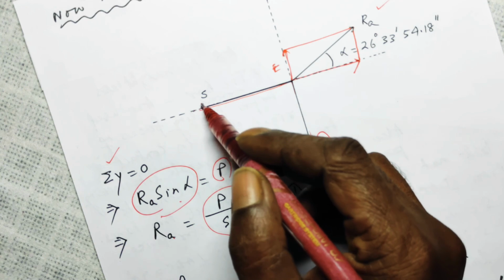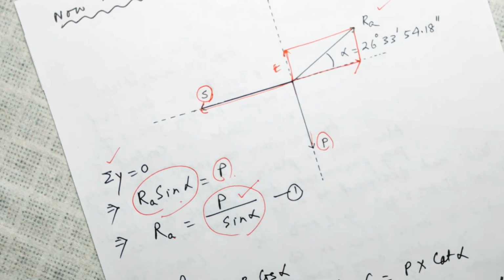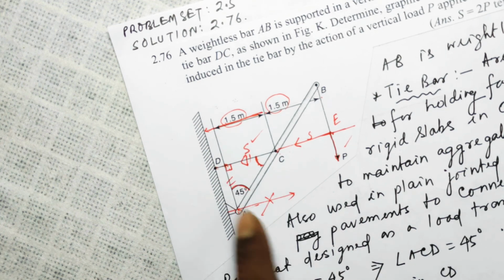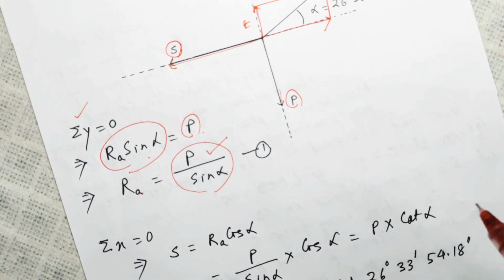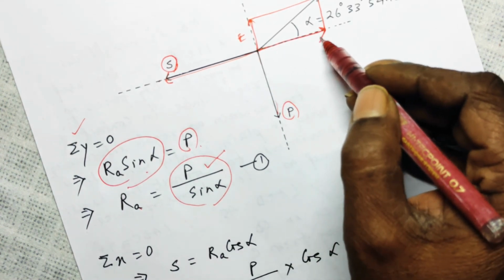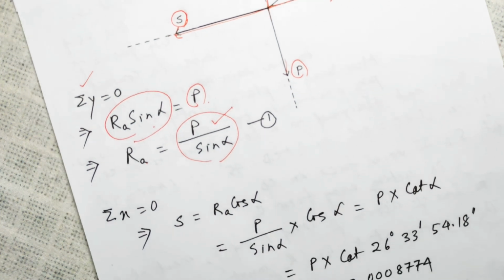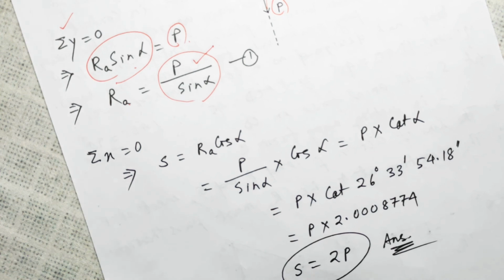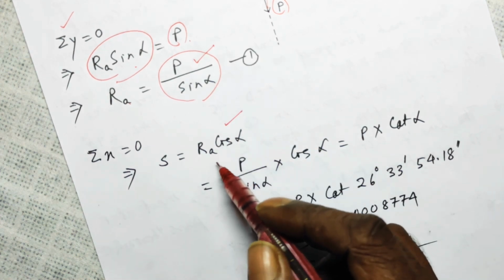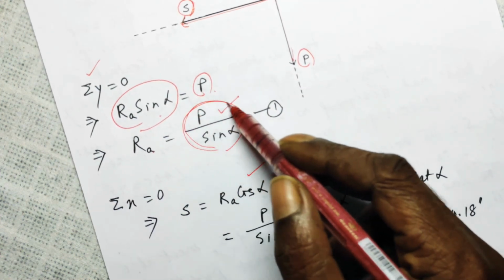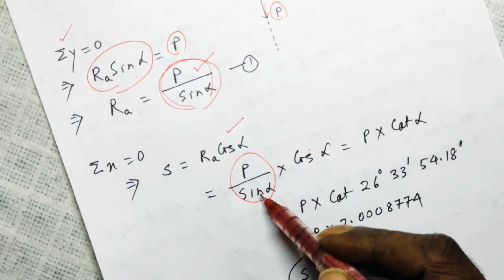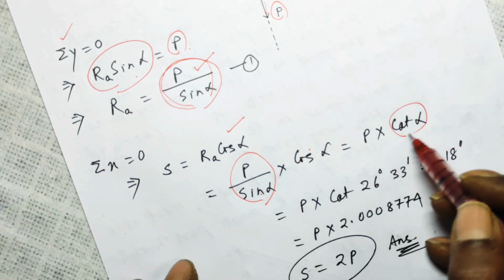The axial force S developed in the tie bar CD pointing away from C along the negative x-axis should be balanced by your RA cos alpha if equal in magnitude, because they are already opposite in direction. So your S is equal to RA times cos alpha. So put the value of RA, this RA, P over sin alpha here. So cos alpha over sin alpha is cotangent alpha, so P times cot alpha.